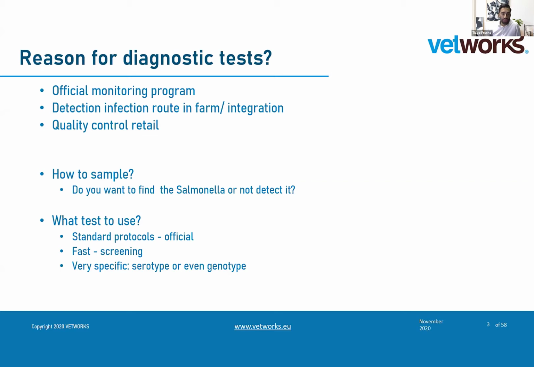What tests to use? You have several tests that you can use. For the standard protocols, or the guidelines that we have in an official monitoring program, you have standard ways to control if you have Salmonella or not. Then you have fast screening tests, which can give you just the answer if it is present or not, but they also can give you false positives or false negatives, and more specific tests like serotyping or genotyping, which allow you to understand which kind of strain of Salmonella you have in your flock or in your eggs, in order to trace it back, like I explained before.